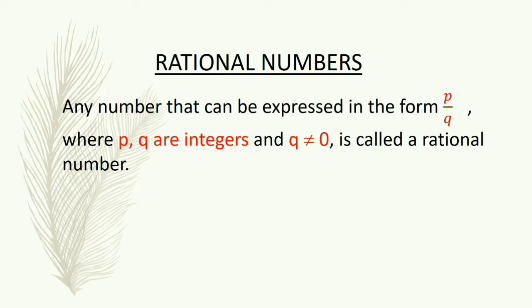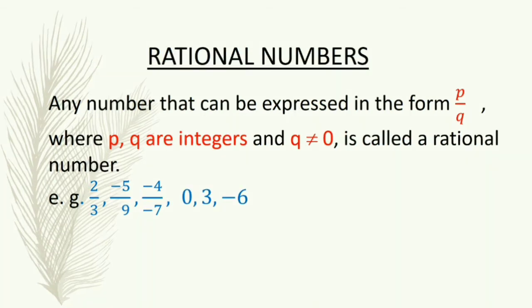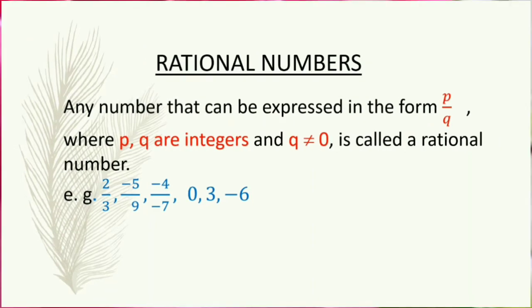Here we have some examples of rational numbers. 2 by 3, minus 5 by 9, minus 4 by 9, minus 4 by minus 7, 0, 3, minus 6. We can see these numbers include positive rational numbers, negative rational numbers, and even integers. 0, 3 and minus 6 are integers and they are also rational numbers.